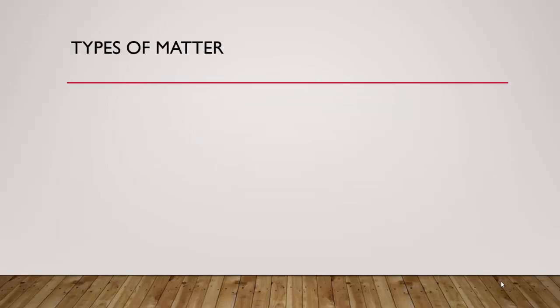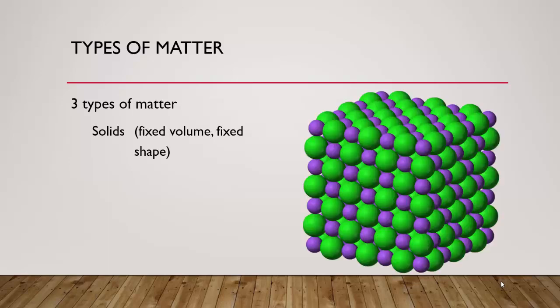In elementary school, you may have been taught that there were three types of matter. The first is a solid, which has a fixed volume and a fixed shape, and at the atomic level has the atoms tightly packed together. So basically all they can do is vibrate next to each other.